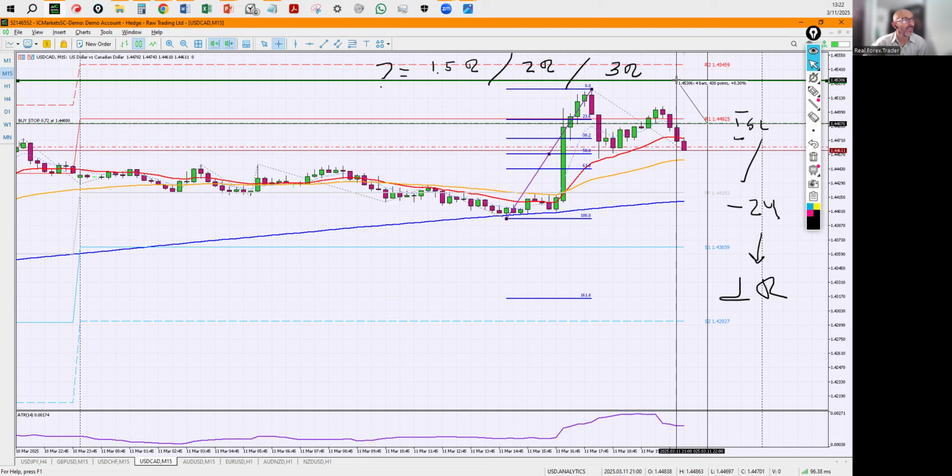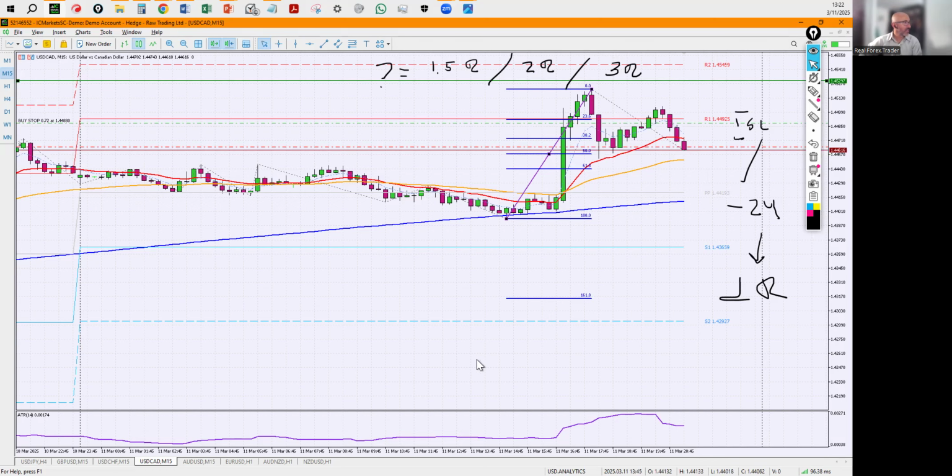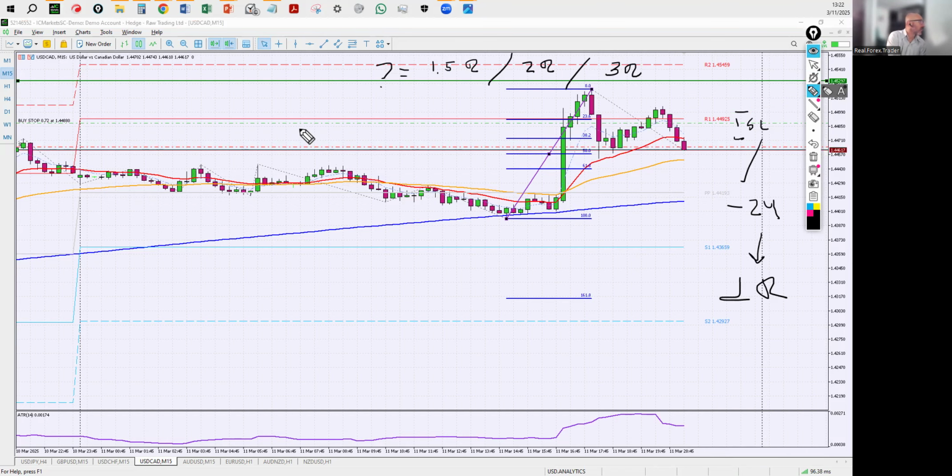That is a good trade, right? So it's got potential. I would set it at the price of 1.45306. That would be my take profit.